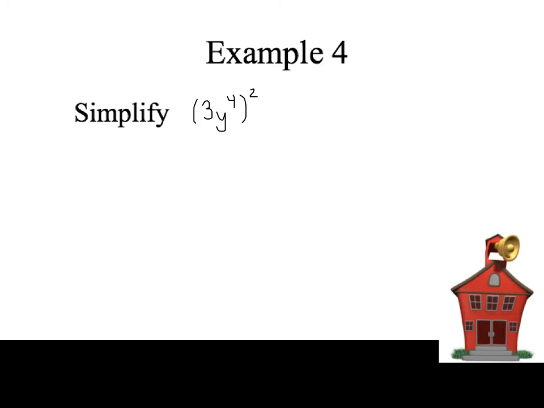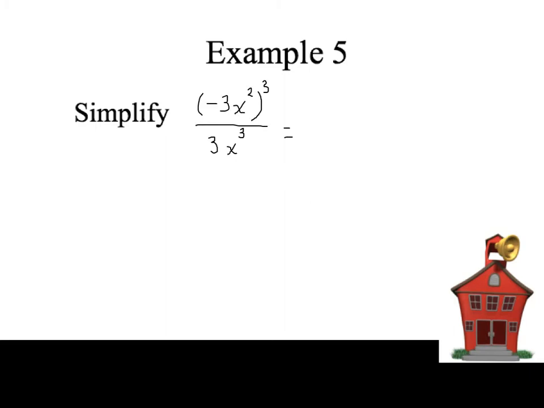In example 4, we're asked to simplify (3y to the 4th) all squared. This is one of those where we have to distribute the exponent to everything inside the parentheses, not just the variables, but their coefficients as well. So the 3 has to be squared, and the y to the 4th has to be squared, and this is a situation where those exponents would need to be multiplied. So 3 squared is 9, and y to the 4th squared is y to the 8th.